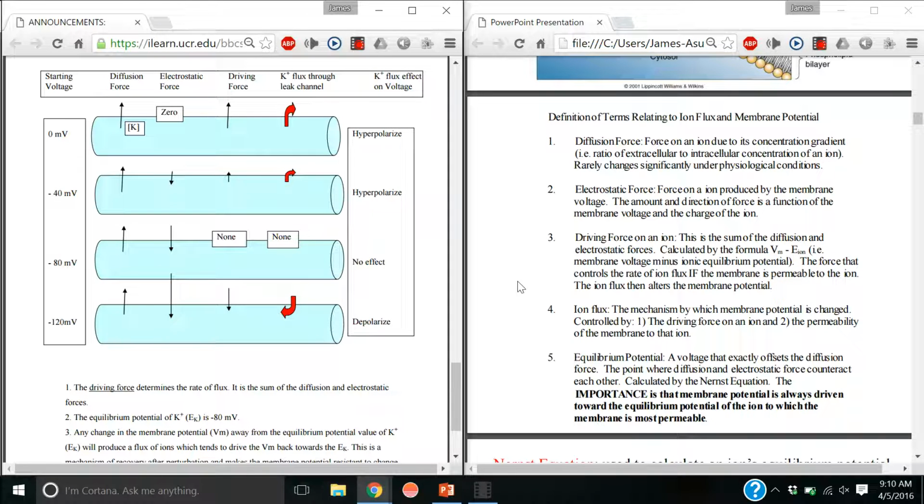What's the difference between the driving force and what? What causes the channel to become open?